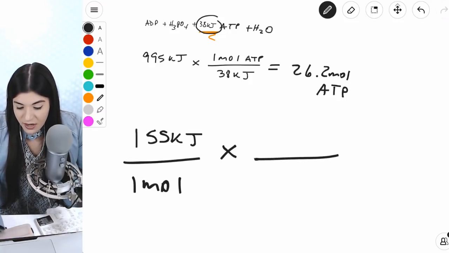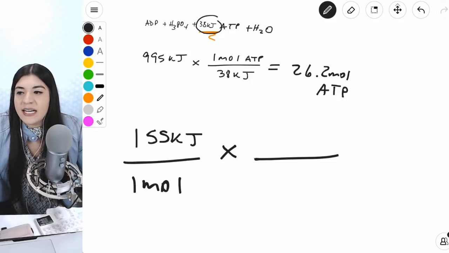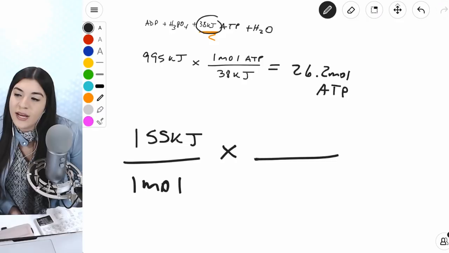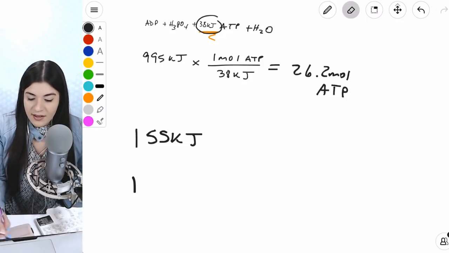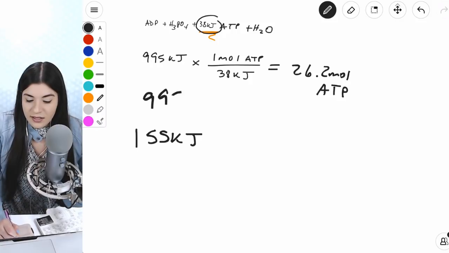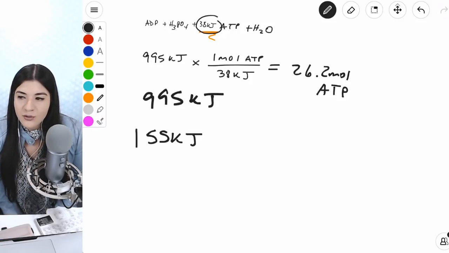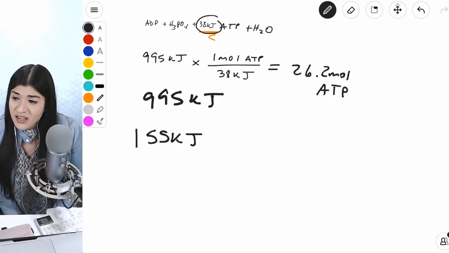I'm going to multiply this by the amount, and I'm still considering, because that just looks so strange, the 38 kilojoules per ATP. I'm going to go back on what I was saying. Sorry. Thinking about this one. It's just written kind of weird. I'm going to go back to that 995 kilojoules for the reaction that they gave us. It's added to the heat.